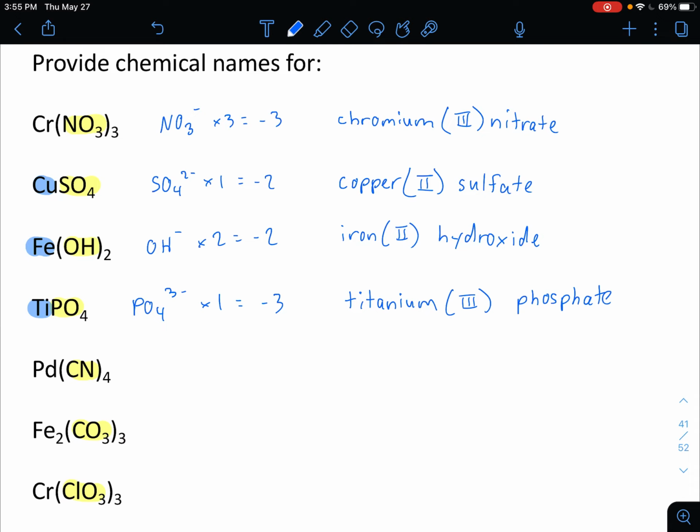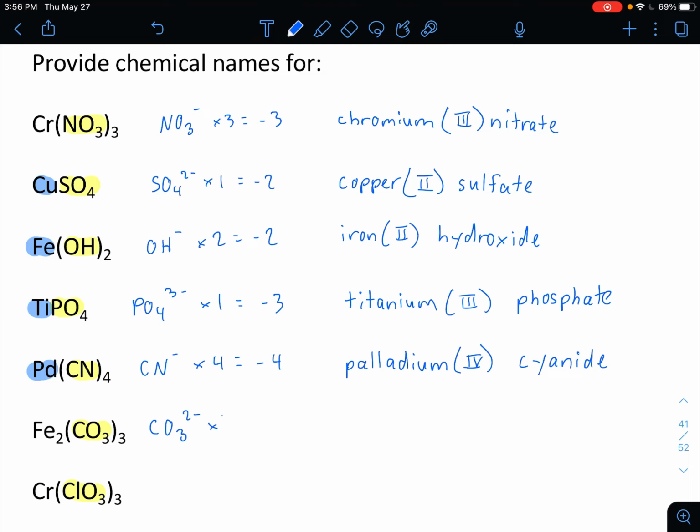All right, let's see, the next one, now I've got CN, that's cyanide, and it's -1. There's 4 of them, so that's -4. I've got 1 palladium atom to counteract that, so this is going to be palladium 4, and you can write III or IV, doesn't matter, palladium 4 cyanide. It's really the ones you've seen so far, hydroxide and cyanide are the IDE ending ones, the rest are ATE.